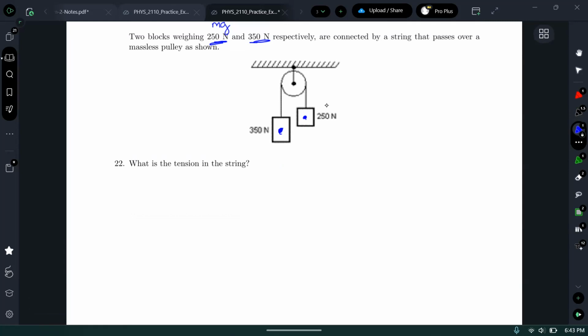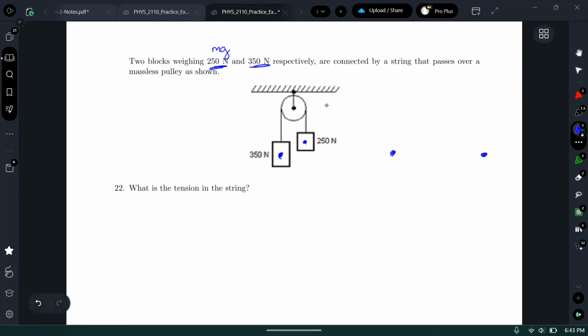So for this, I've got two separate free body diagrams, one for the big block, one for the small one. I've got tension pulling up on the big block and weight pulling down. That weight has a magnitude of 350 newtons. For the little block, same thing, same tension force, so they're the same magnitude. And then a weight of 250.